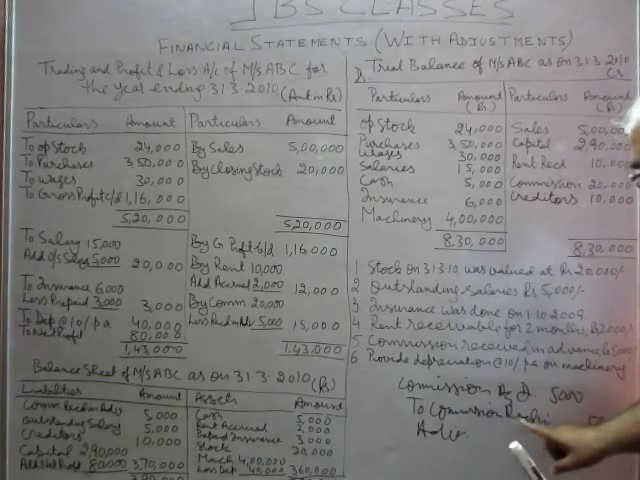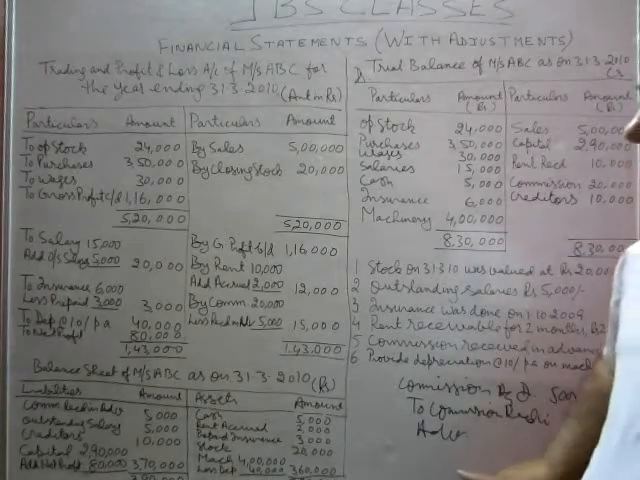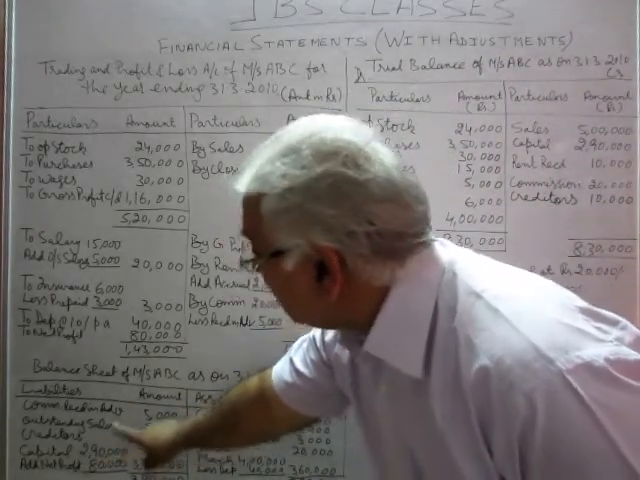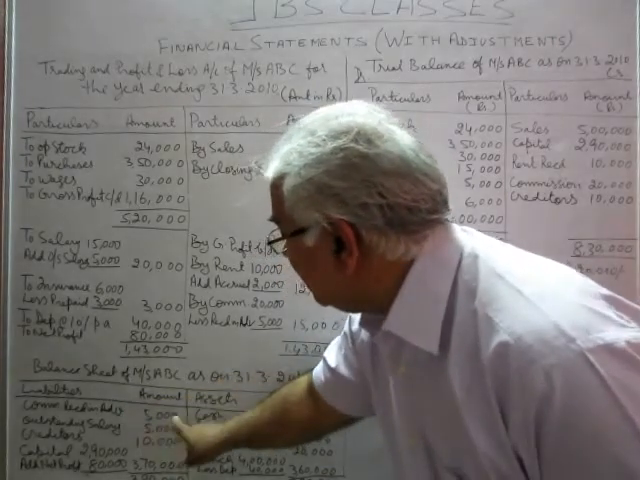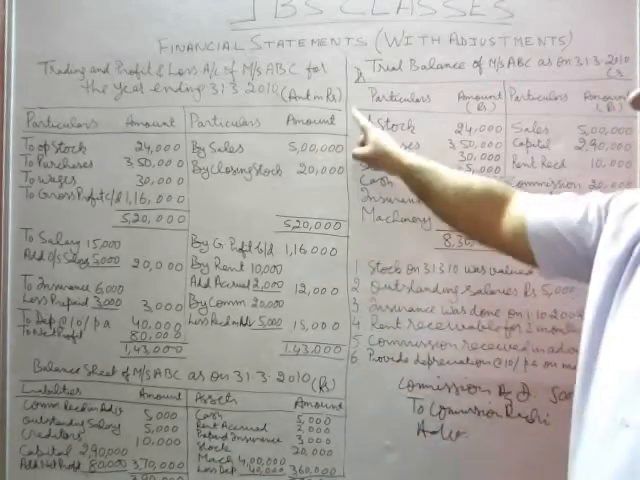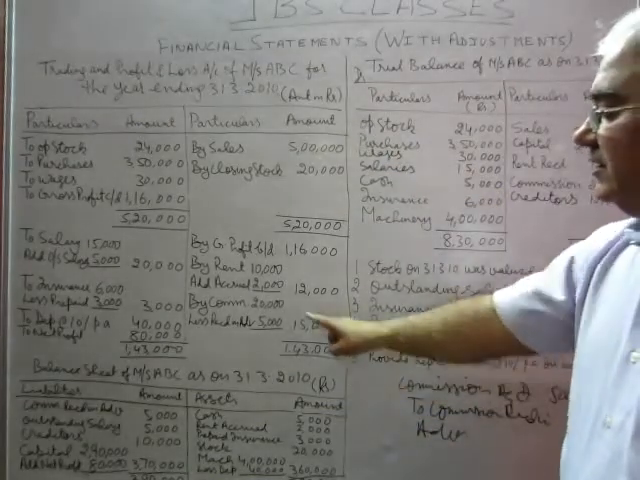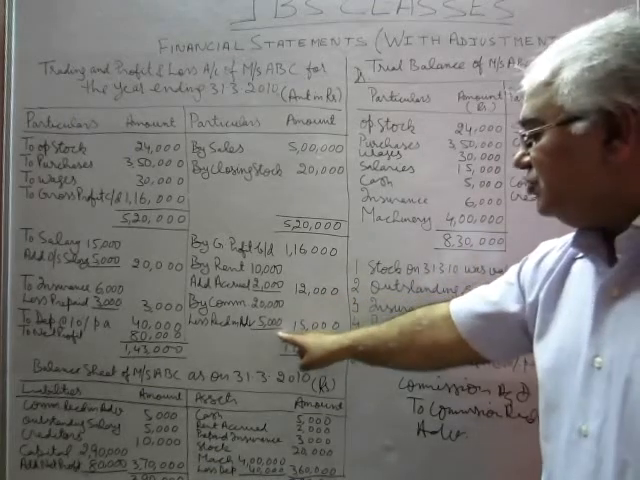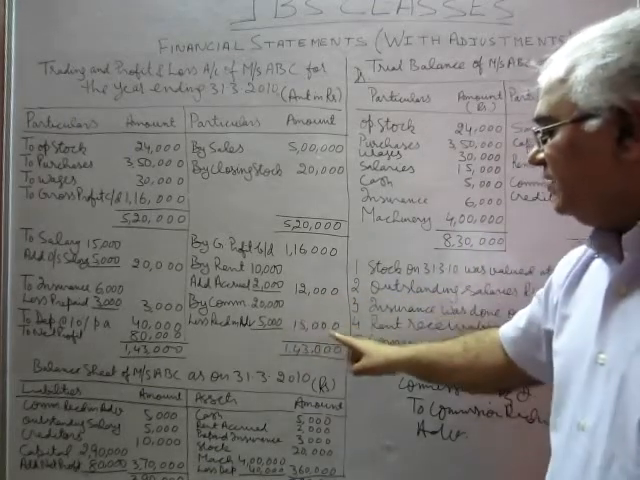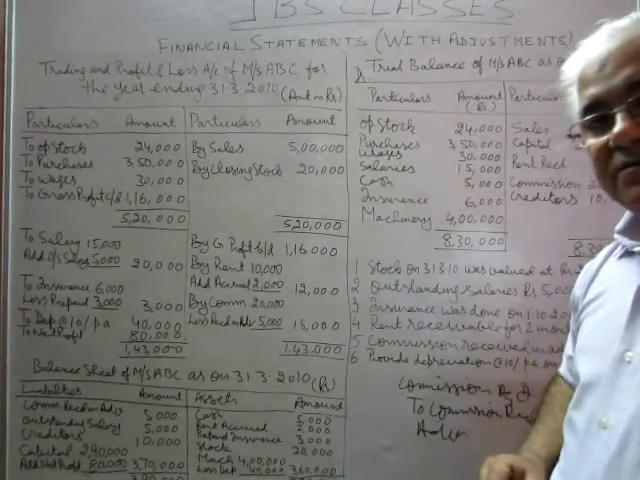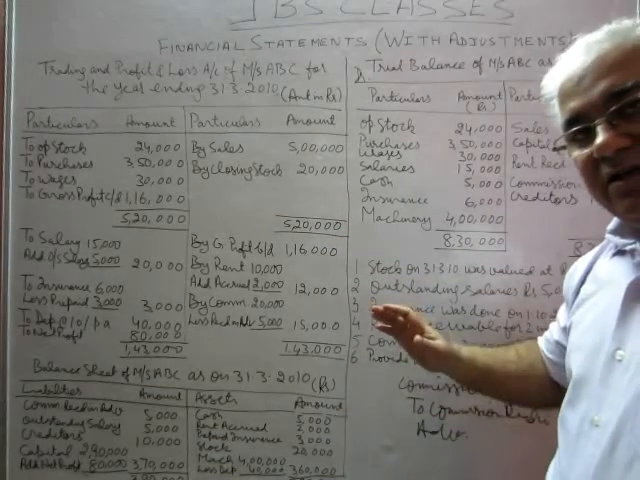Now income received in advance is a liability. And you see it is shown here. Commission received in advance, 5,000 rupees. Okay. And while preparing profit and loss account, this commission, which was 20,000 here, has been reduced by 5,000, and net amount 15,000 is taken in the profit and loss account. I think it is clear.